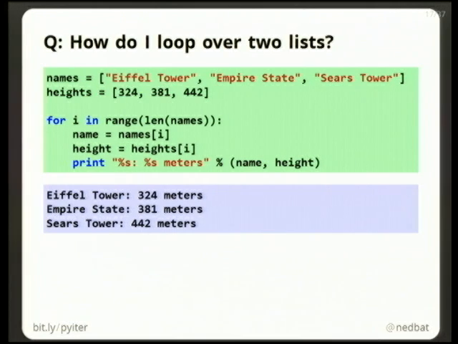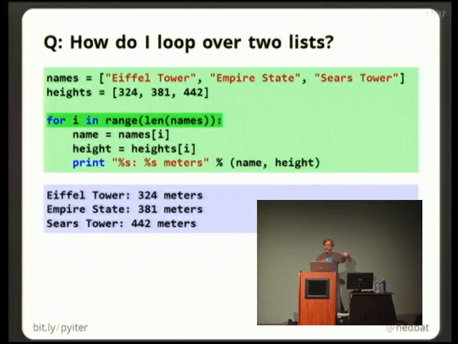Okay, so the integer lovers, they'll grant us this, but okay, now I've got two lists, right? I've got a list of the names of my landmarks and their heights in meters, and I want to print out the correspondence between them, right? So now I have to go back to my integers, right? So you use for i in range of len of names, and then you can get the name out of the names list and the height out of the heights list, and you can do what you want.